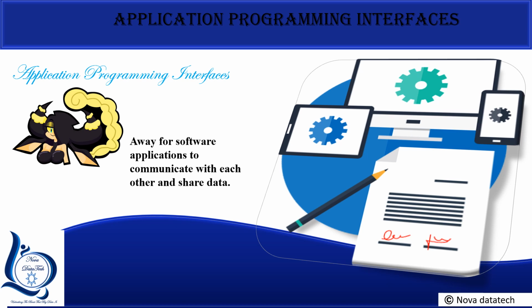APIs is the next thing, the application programming interfaces. And APIs are a way for software applications to communicate with each other and share data. APIs allow data to be accessed programmatically rather than manually downloading it from a website or other source. Many websites and online services provide APIs that allow developers to access their data and functionality.